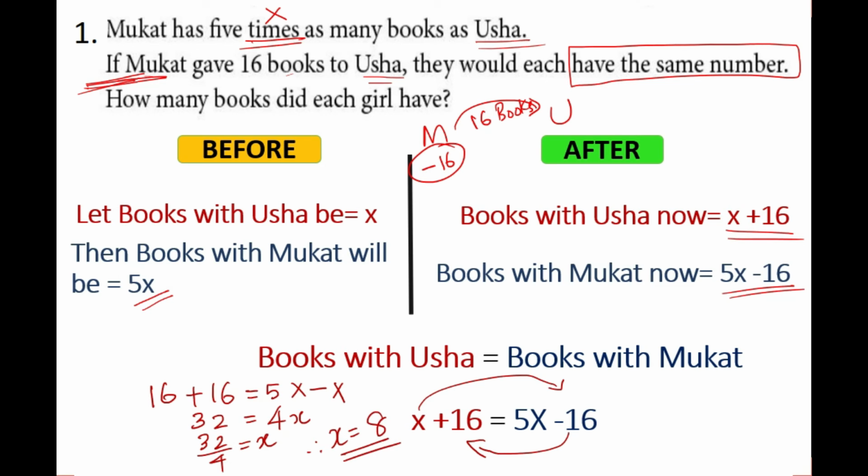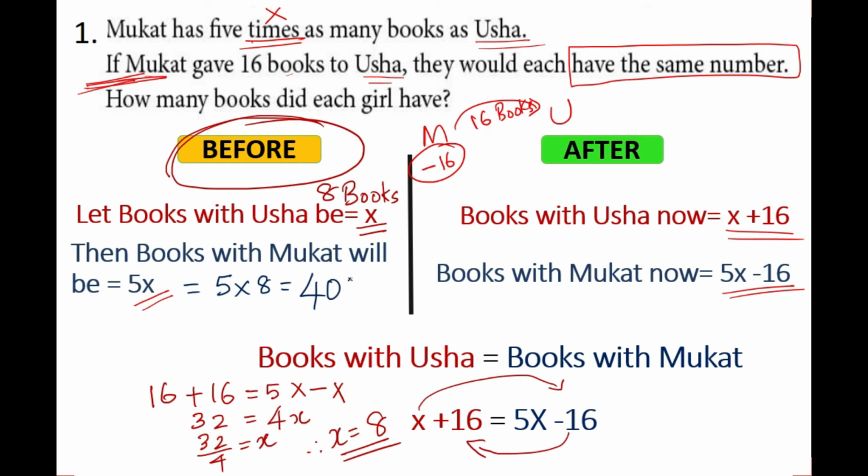Now back to the question. So how many books did they have before? So your x is 8. It says Usha had 8 books. At the same time, Mukat had 5 times 8, which is 40 books.